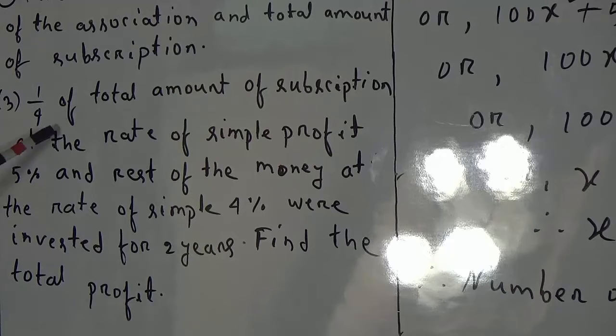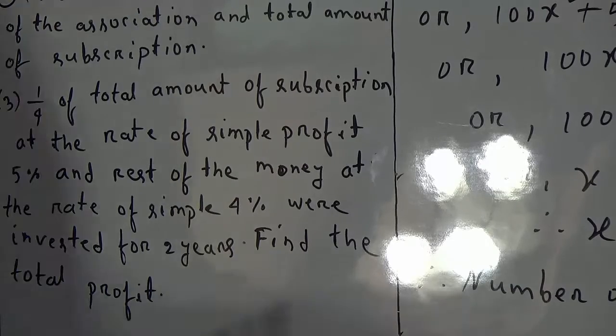Now 1/4 of TK 40,000, this will be 10,000, and this 10,000 taka are invested at the rate of simple profit 5%, and rest of the money, that means 40,000 minus 10,000, that means 30,000 are invested at the rate of simple profit 4%. Now we have to find out total profit. So applying the formula I equal to PNR two times, we can get two profits, then adding these two profits we can get total amount of profit.